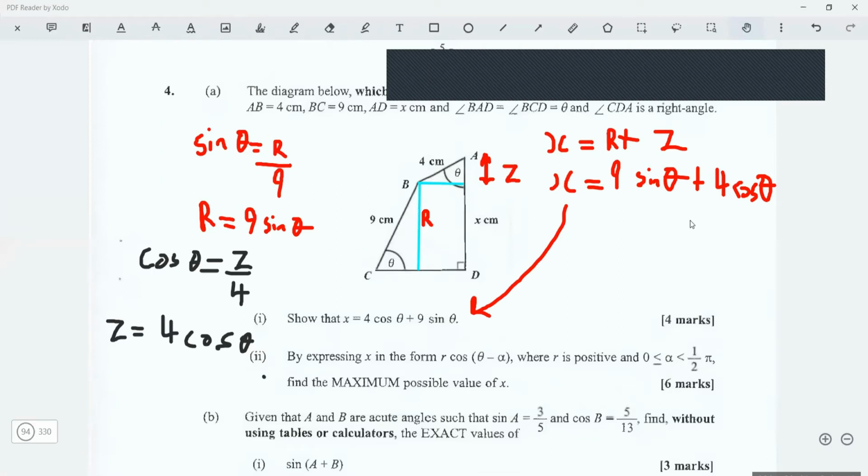Now the next thing it says is, by expressing x in the form r cos(theta minus alpha), where r is positive, find the maximum value of x.